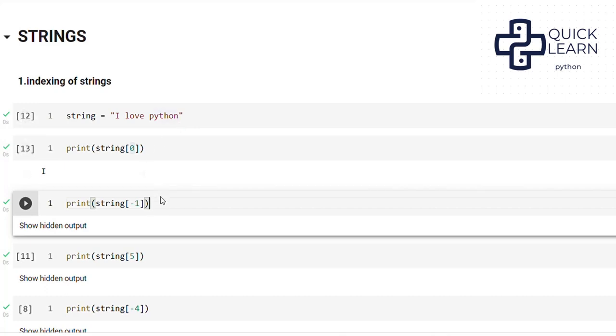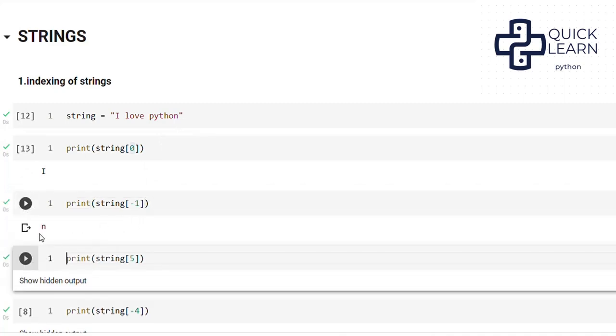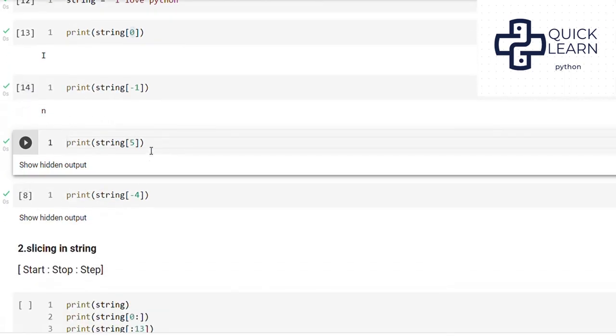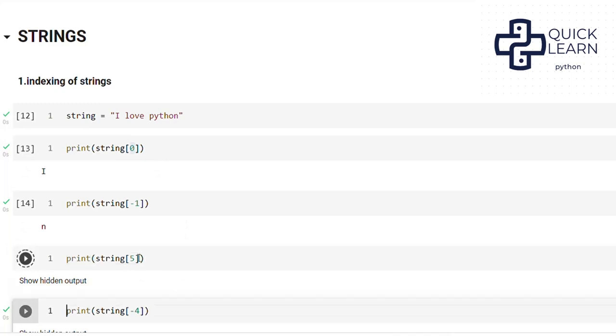Let us consider how it works. Here backward n is given as -1. Similarly, if we want to select the fifth letter, let's do it here. I starts from 0, space is 1, L is 2, O is 3, V is 4, and E is 5. The fifth index is E. Let us execute. We are getting E as output.